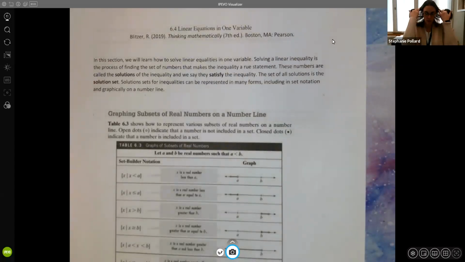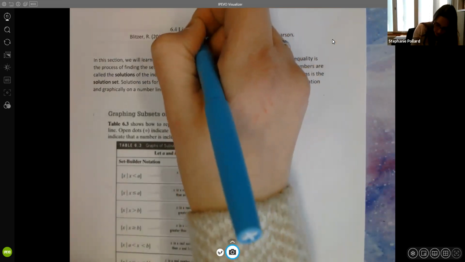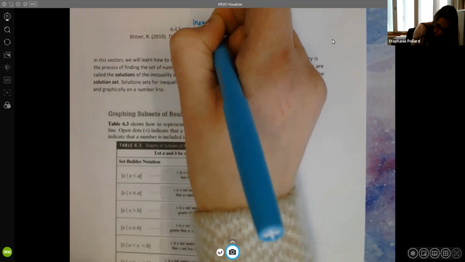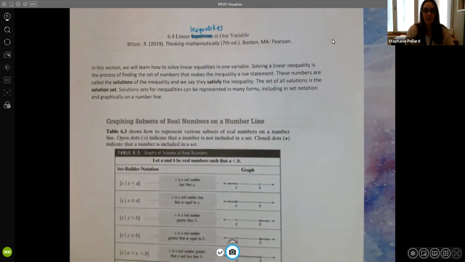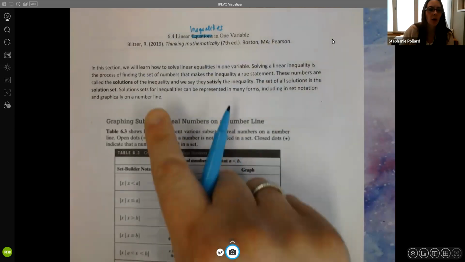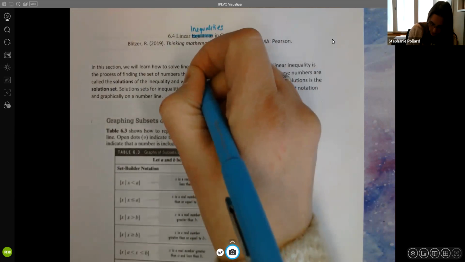Okay, in this section, we're going to still stick with the idea of linear, but talk about linear inequalities in one variable. And I apologize, I did not change this over correctly. So let's just say linear inequalities, not equations, in one variable. Sorry about that. So we're going to look at how to solve linear inequalities. I'll make a lot of typos here.